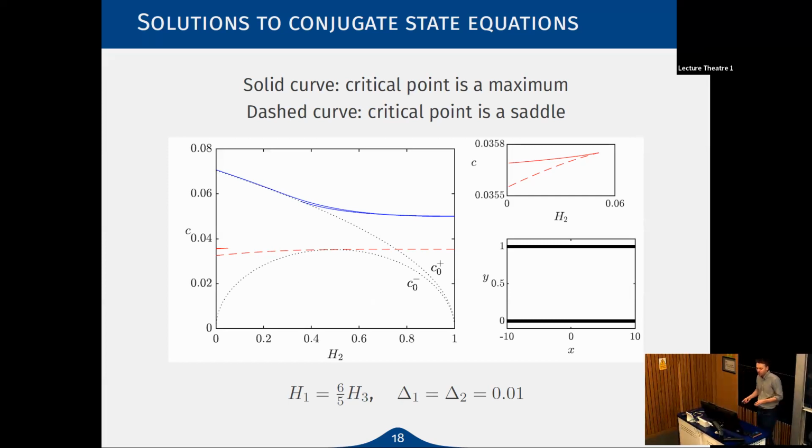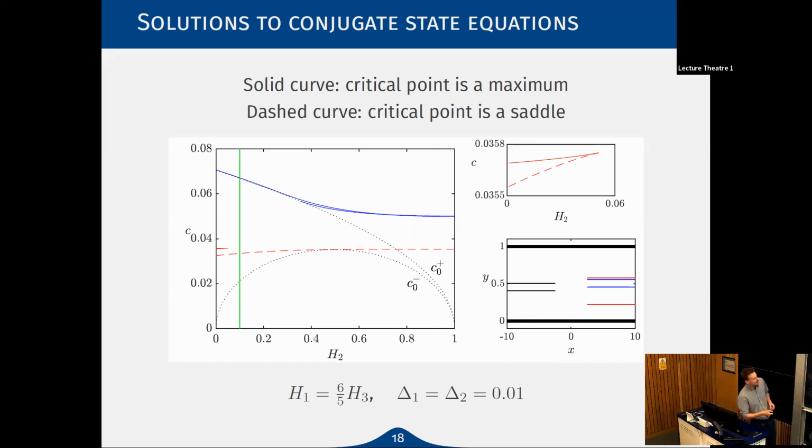If it's blue, it's mode 1. And if it's red, it's mode 2. If it's a solid line, it's a maximum of the potential of the MCC system. And if it's a dashed line, it's a saddle of the potential of the MCC system. So for example, if I put H2 as 0.8, you will find you have 1 mode 2 conjugate state, which is a saddle, and then 2 mode 1 conjugate states, quite close together, which are both maximums.